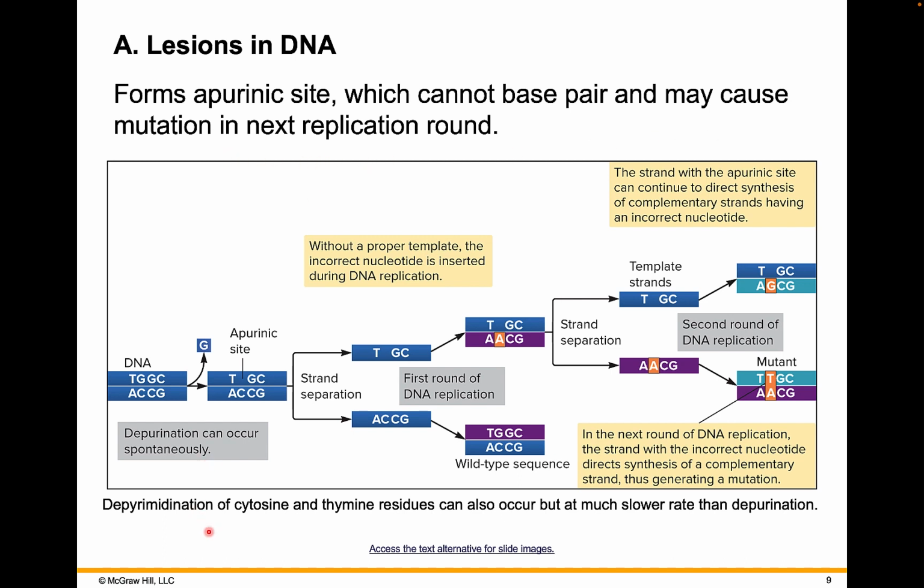The same way that an apurinic site can be formed, depyrimidination of cytosine and thymine residues can also occur, but at a much slower rate than depurination. So in depurination, you can see a guanine actually goes out and an apurinic site is formed. Remember that this happens spontaneously due to different lesions like reactive oxygen species, many free radicals and other environmental factors.